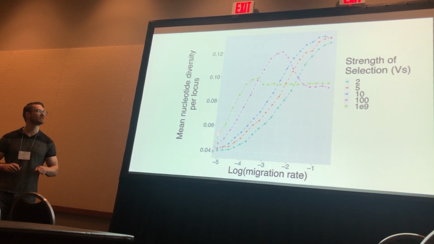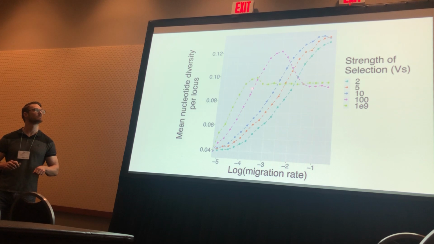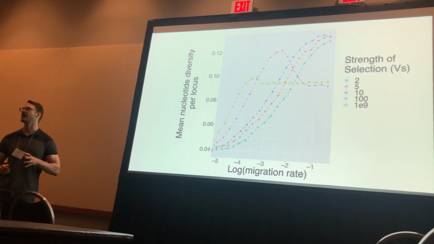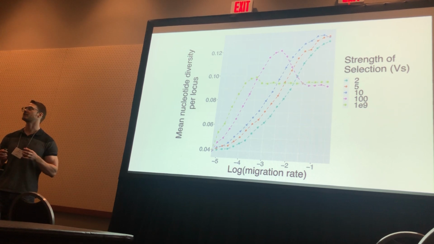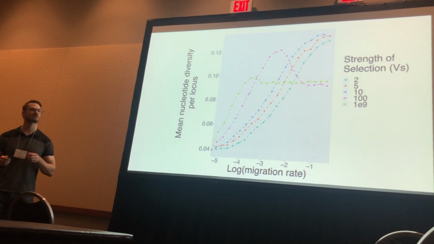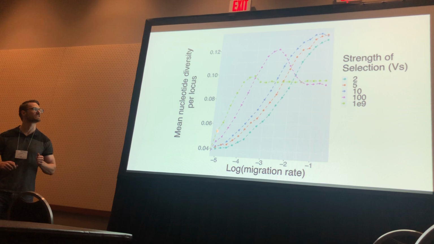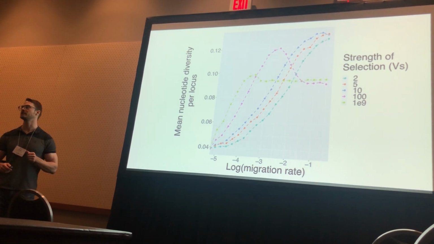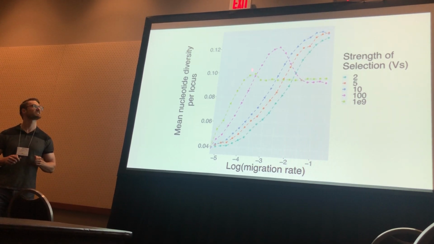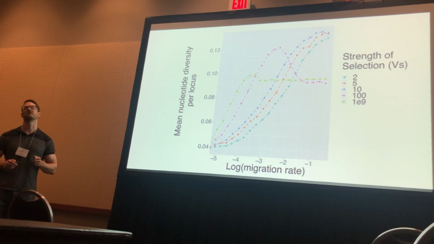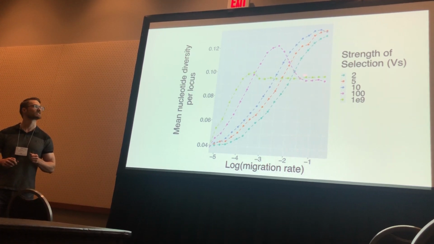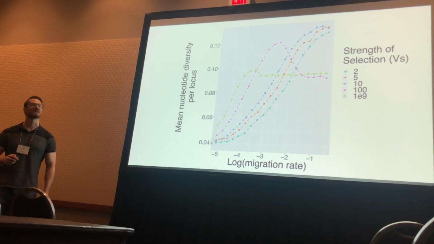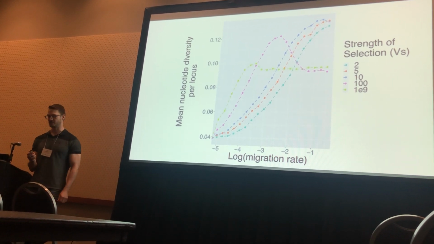There's this region here, where we're below the green line. So here we basically have less nucleotide diversity per locus than you'd expect through drift alone. So it looks like something in this region of parameter space is eroding diversity. Up here, it's the opposite. So we have more diversity per locus than we would expect through drift alone. So it looks like up here, we're actually increasing nucleotide diversity.